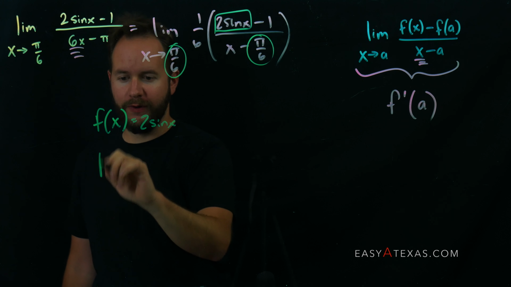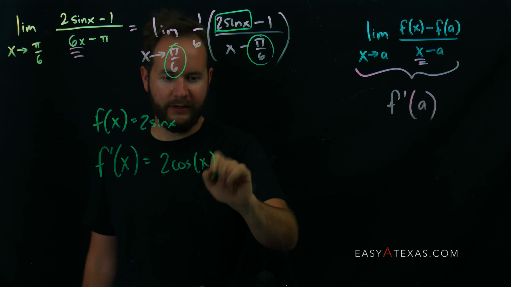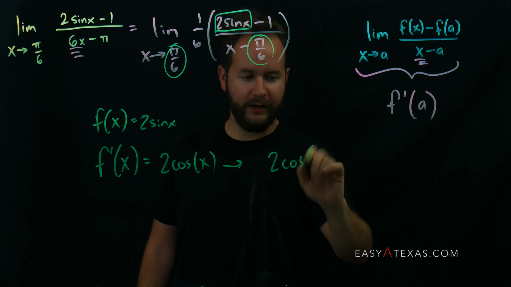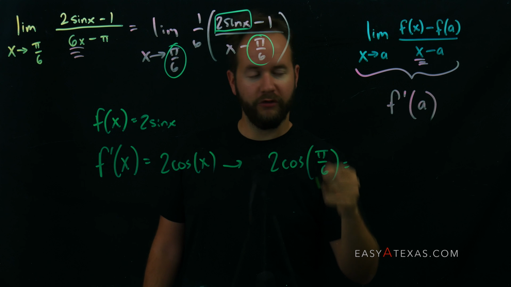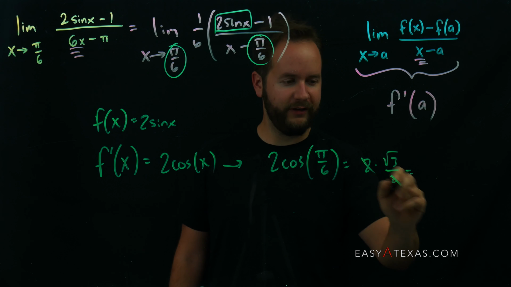So let's go ahead and take the derivative of 2 sine of x. The derivative of 2 sine of x is 2 cosine of x. And now let's plug in pi over 6. If I plug in pi over 6, I get 2 cosine pi over 6. Cosine of pi over 6 is root 3 over 2, so I have 2 times the square root of 3 over 2, which just gives me square root of 3.